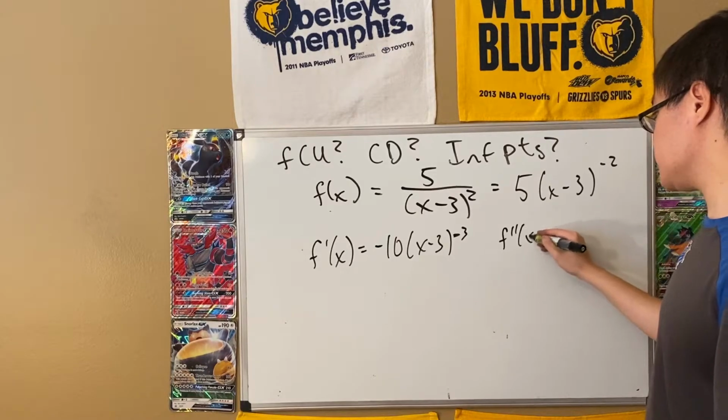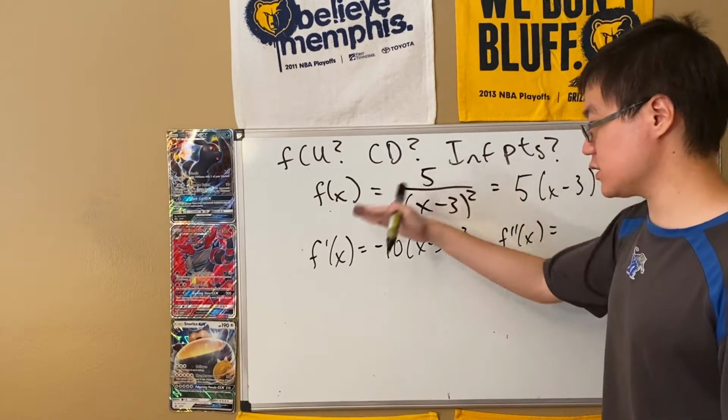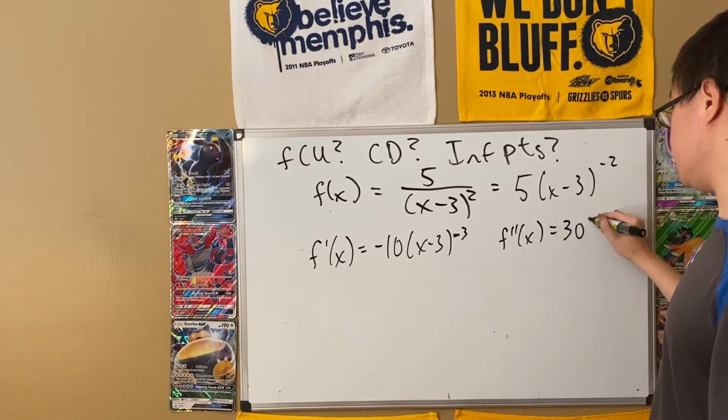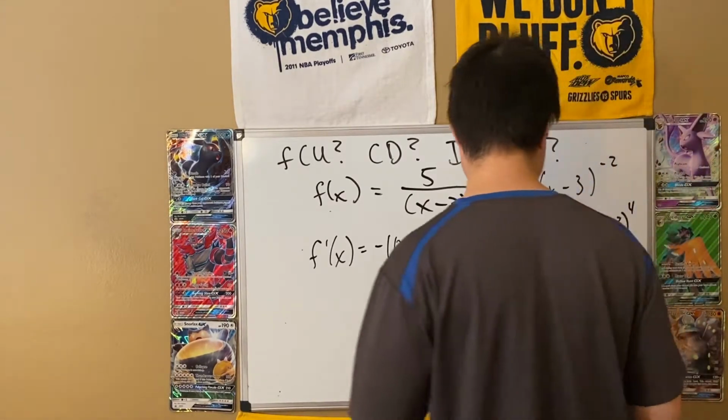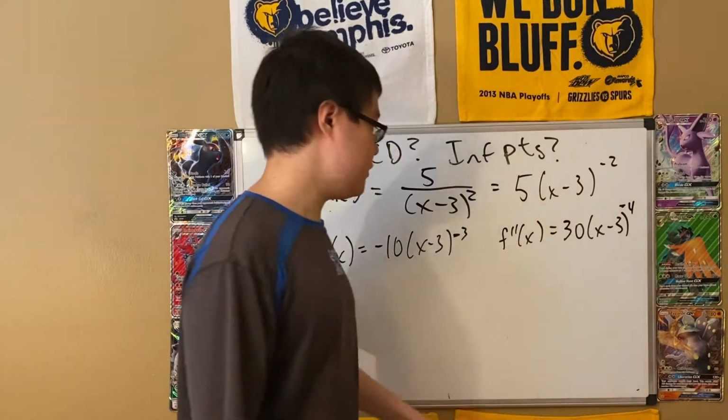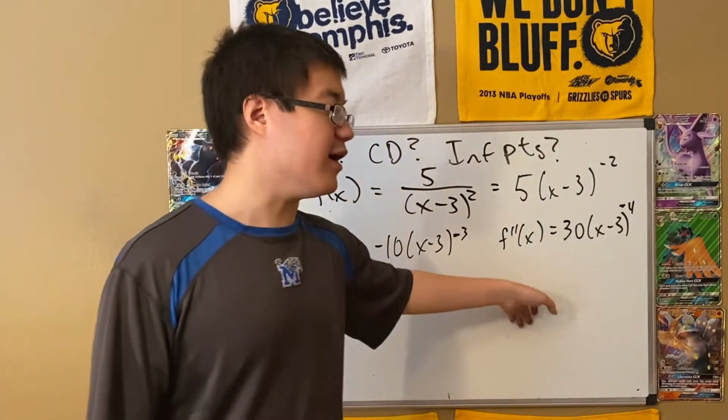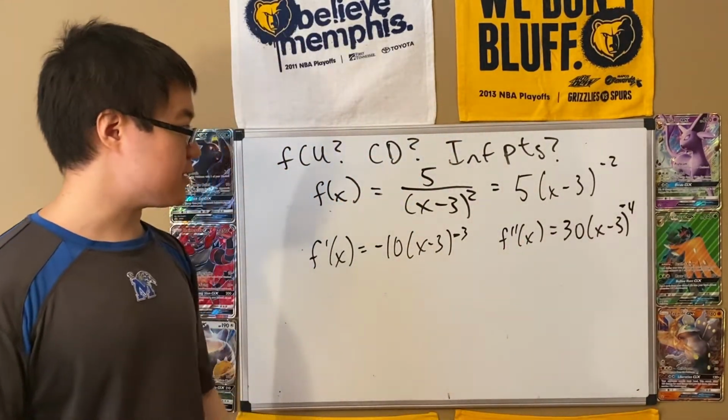And it also makes the second derivative a lot easier as well. Just keep dropping the power. So it's going to be 30 times (x minus 3) to the negative fourth. Now we are ready to draw the sine chart.